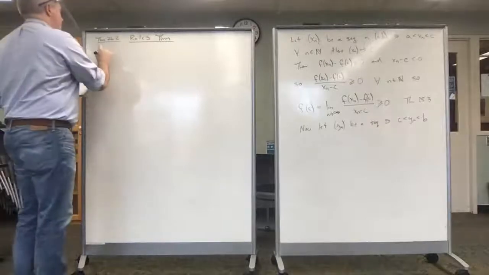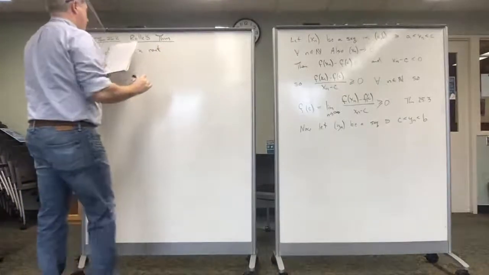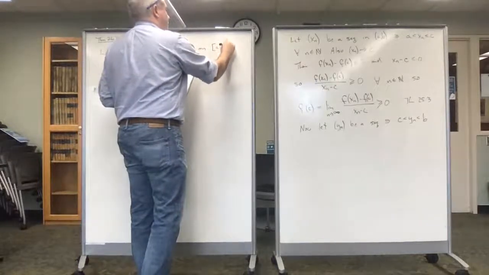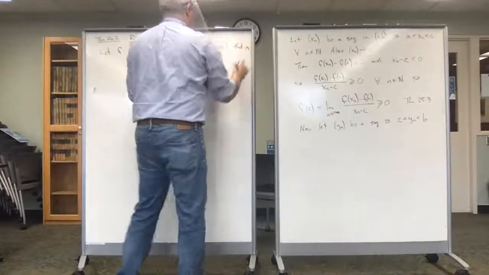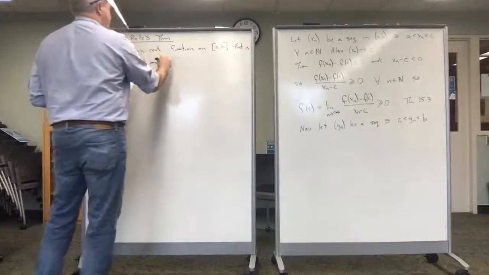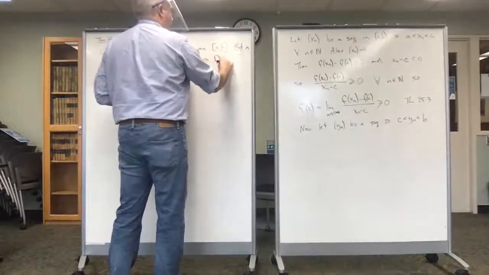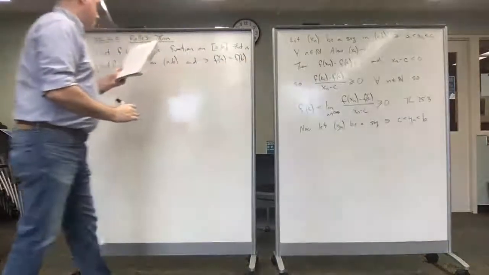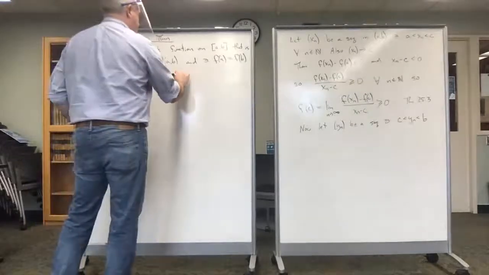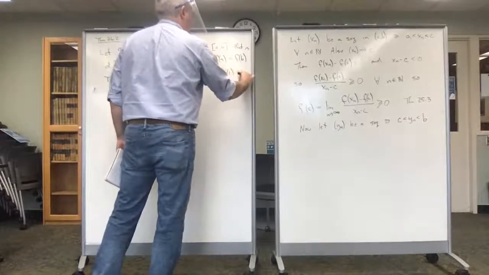Okay, let me write it down. So Rolle's theorem says, let f be a continuous function on the closed interval AB that is differentiable on the open interval AB and such that f of A is the same thing as f of B. Then there exists a point C in AB such that f prime of C is 0.